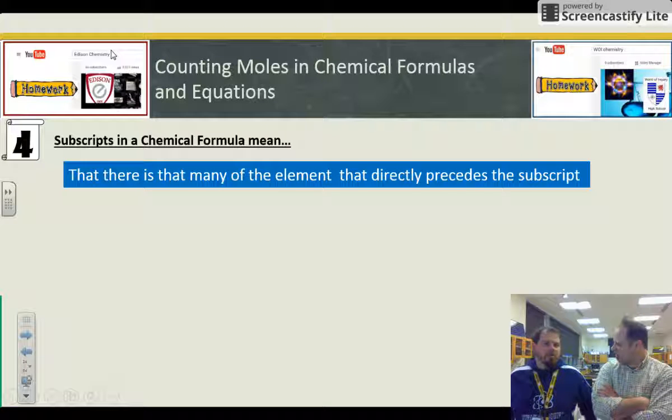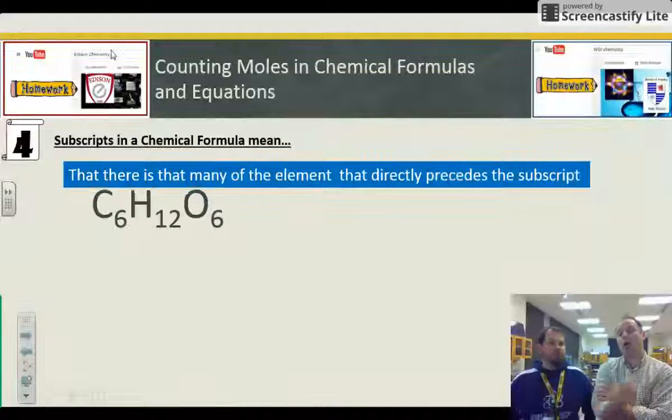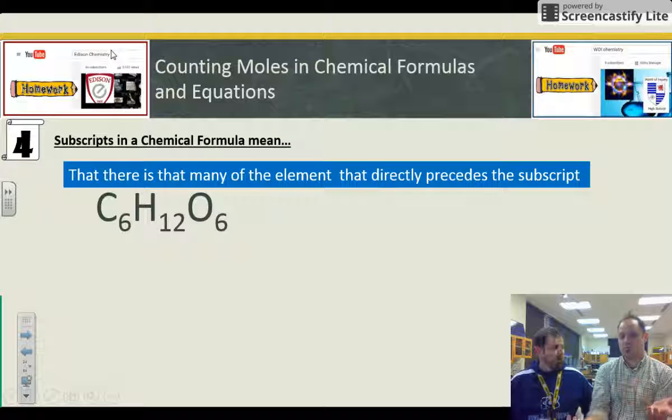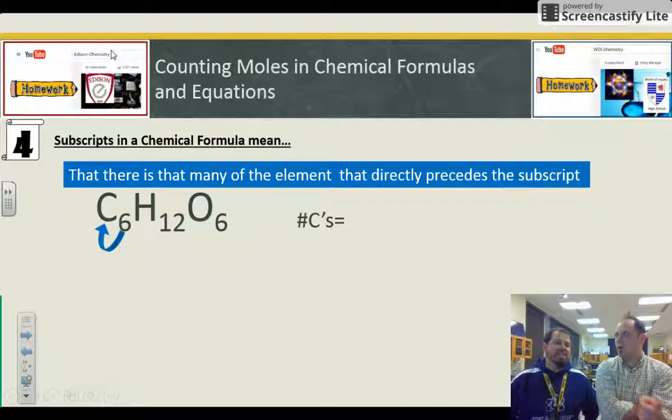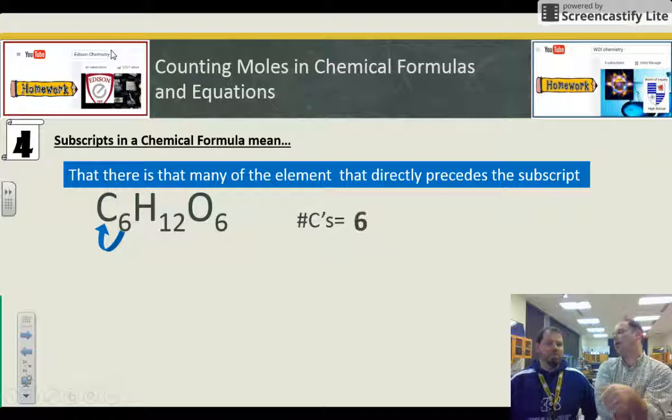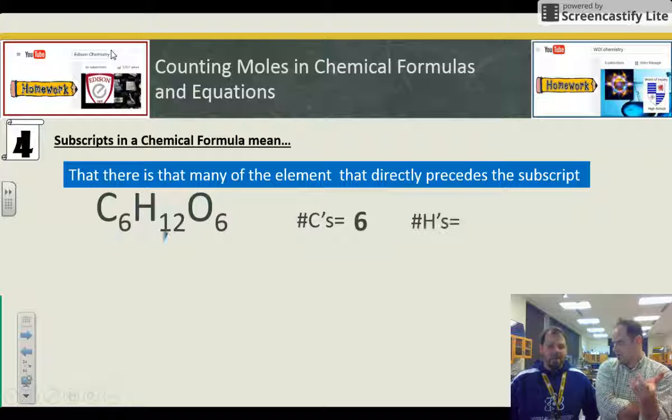What does that mean, Mr. Milk? That means that in a formula like C6H12O6, how many carbons? Well, the 6 is referring to the carbon, the number directly preceding it. So there's 6 carbons, 12 hydrogens, and 6 oxygens.